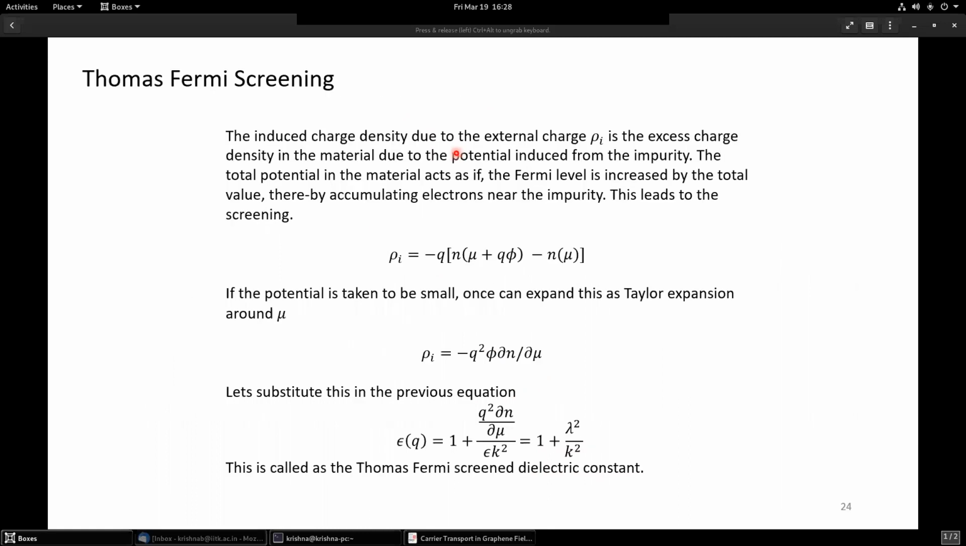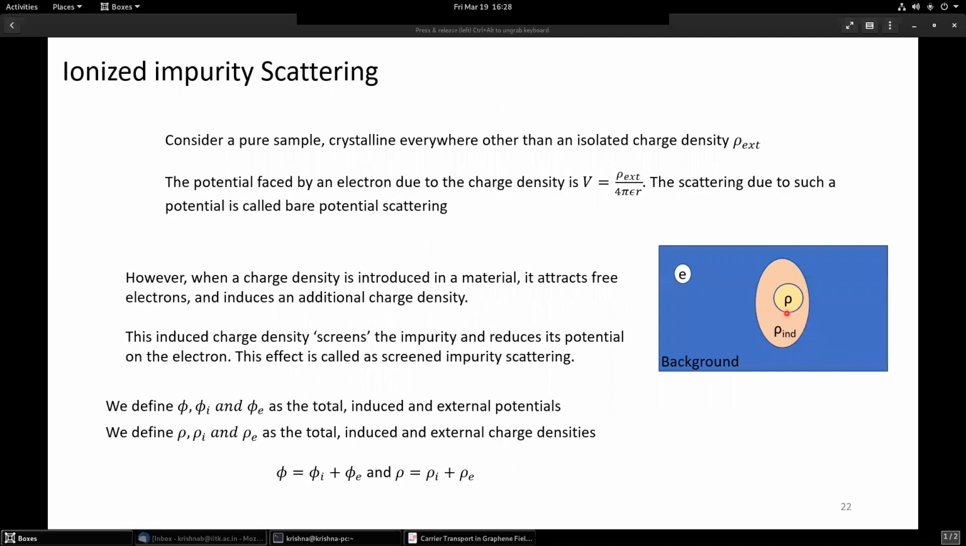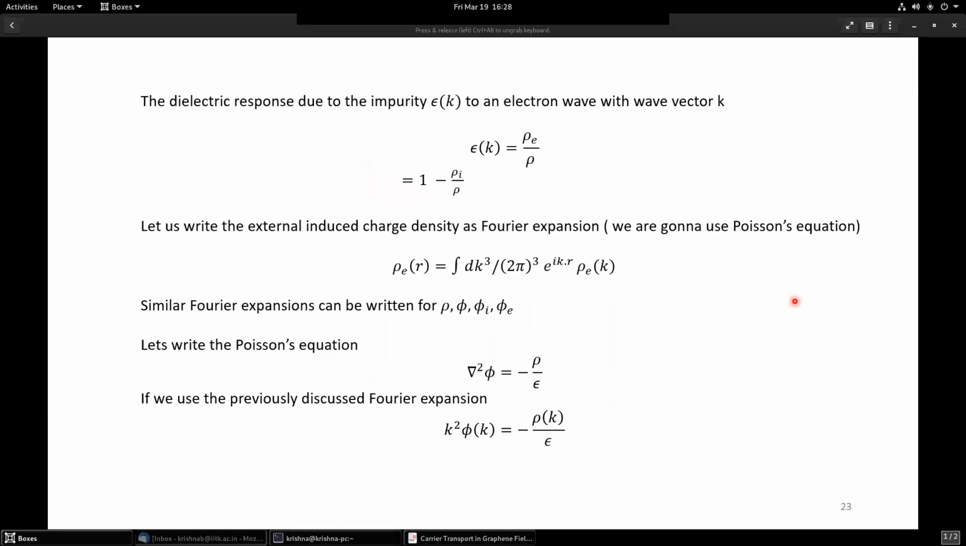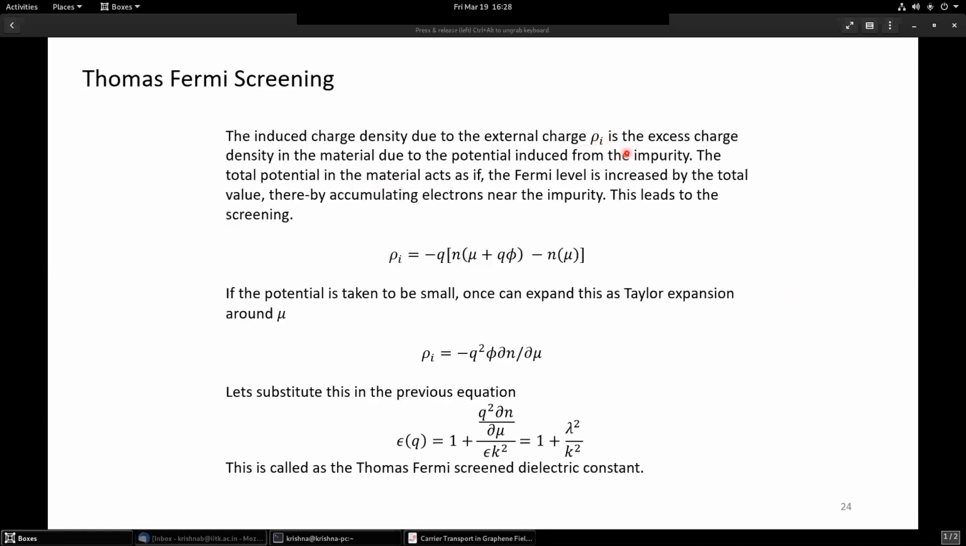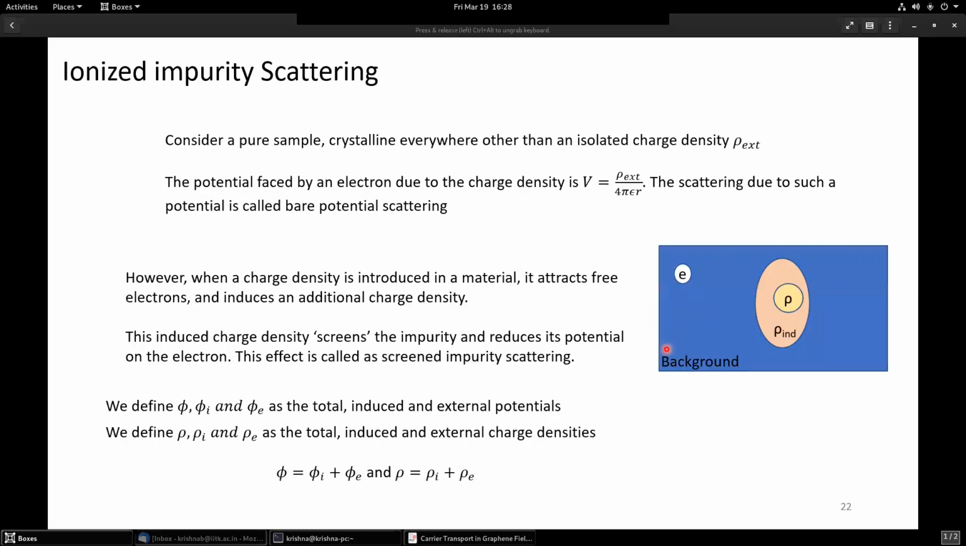These are a little different. So now we derive what is called the Fermi screening. The induced charge density due to this external charge, which is called rho I, is the excess charge in the material due to the potential induced from the impurity, right? So what we mean is I introduce some impurity here, and this induced charge density rho I is a response of the material due to this external charge density. So this rho I is an excess charge density over and above the background. The blue one is the background. You have an additional electron concentration here in the orange region over and above this background. So that is this rho I.